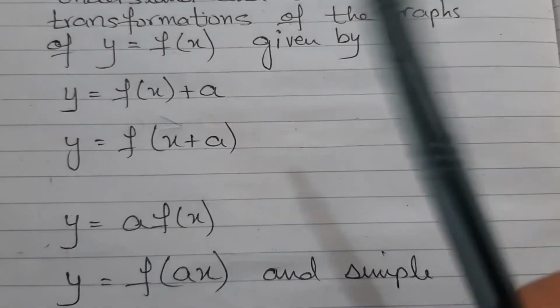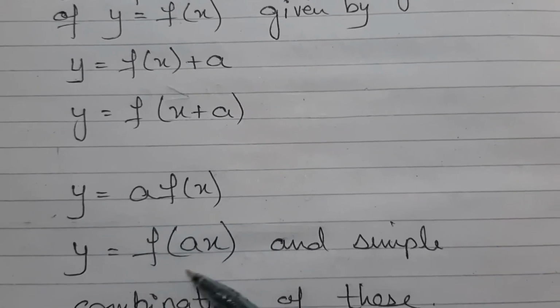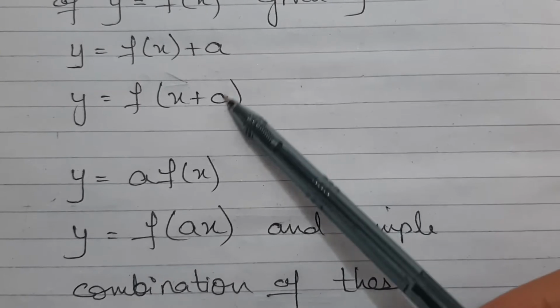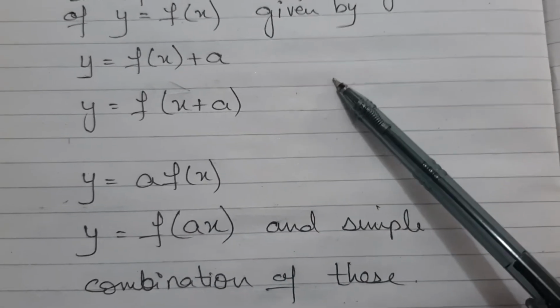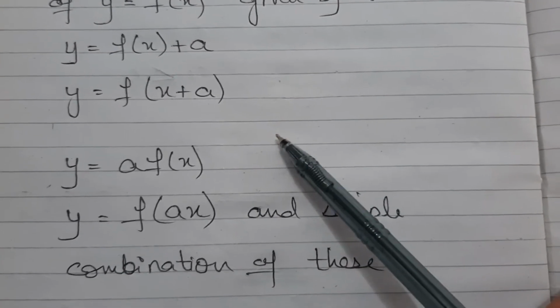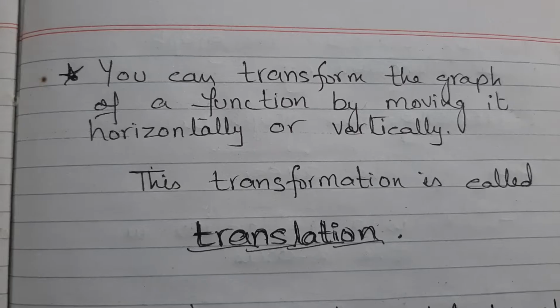And then, instead of addition, it may be multiplying the whole f(x) by a number, or x is multiplied by a number. So you need to understand the meaning of these four types of transformation. We will see it with the help of examples, which will make more sense, because when the letters are there, it doesn't make much sense. So let's start.